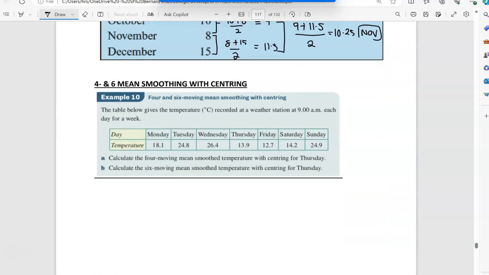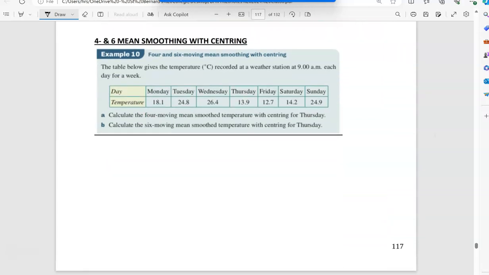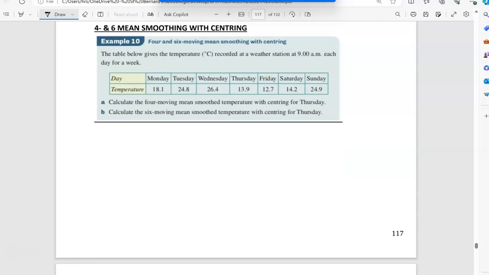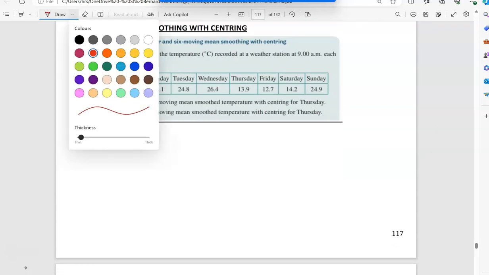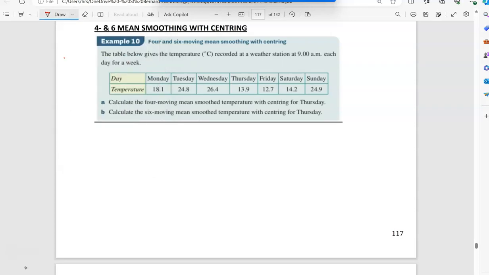So let's have a look here. We're going to do examples of 4 and 6 because, as I said, it's only the centering part that is always 2, but the first part you may divide by different numbers. So let's have a look. I'm asked to do a 4 mean smooth point for Thursday. So when I go there, I want Thursday. One set of 4 is going to be where I go 2 below and 1 above it. So that's what I'll have.